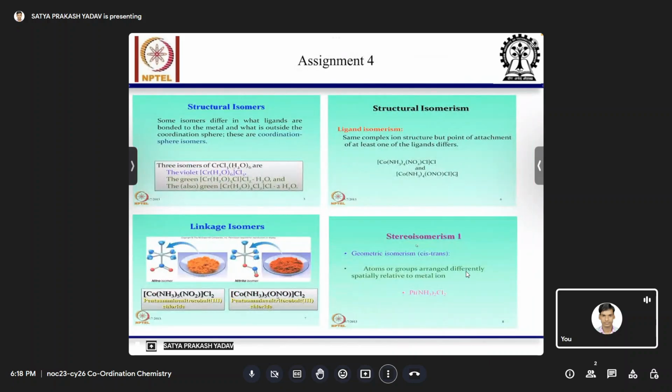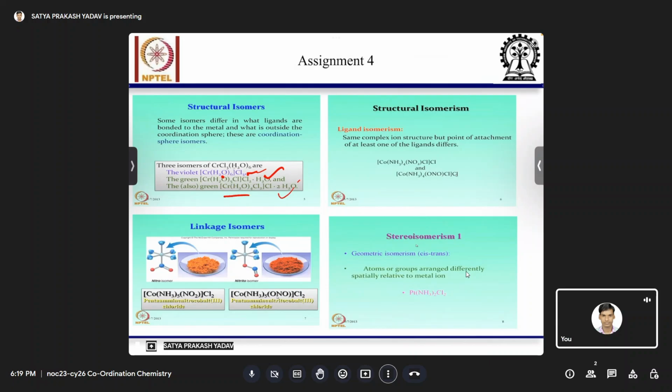So structural isomerism, if I give some example, suppose we have this. This is again the coordination isomerism, like three isomers for CrCl3(H2O)6, where water molecules will go inside and Cl will go outside. So first is the violet isomer, this is [Cr(H2O)6]Cl3. Now one water molecule is out, two water molecules are out. So there are three types of isomerism possible.